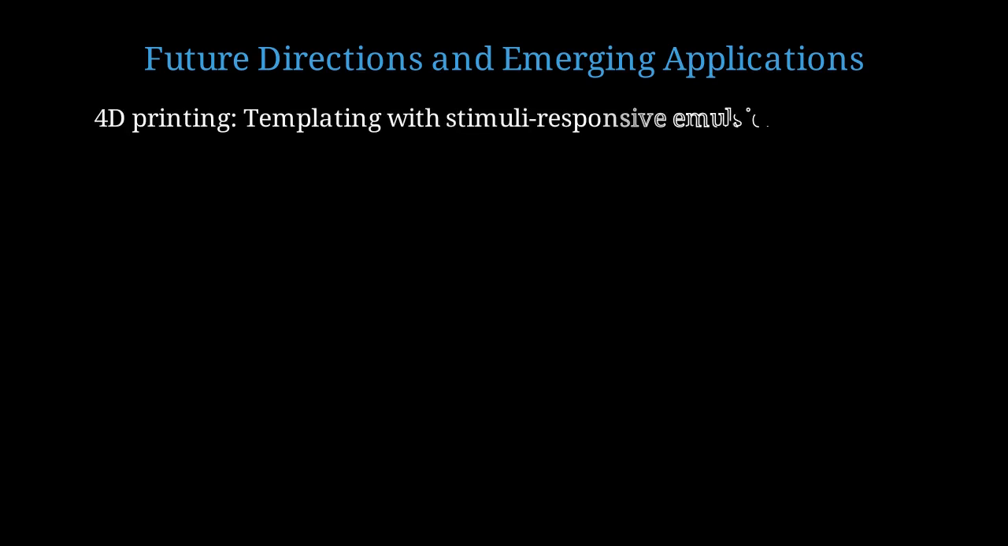As we conclude, let's look toward future directions. Droplet templating continues to evolve with new applications emerging regularly. Four-dimensional printing incorporates time as the fourth dimension. Using stimuli-responsive emulsions that change droplet size with temperature or pH, we can create materials that dynamically restructure their porosity in response to environmental triggers.